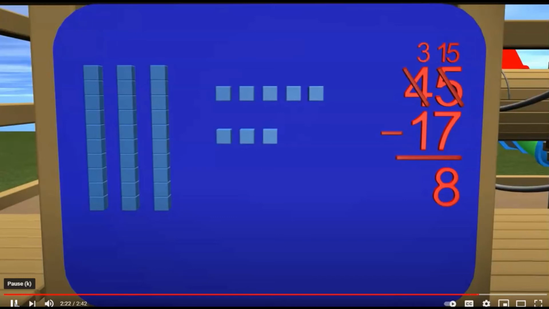Now how many do we need to subtract from 3? Right, 1. 3 subtract 1 is 2, so 2 goes in the tens place. So how many kids do we have left on the bus? 28. Great job! Let's take a look at another problem.